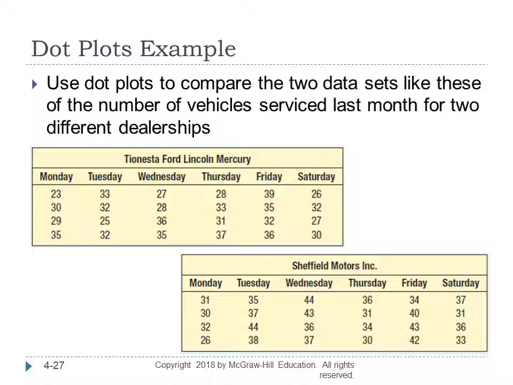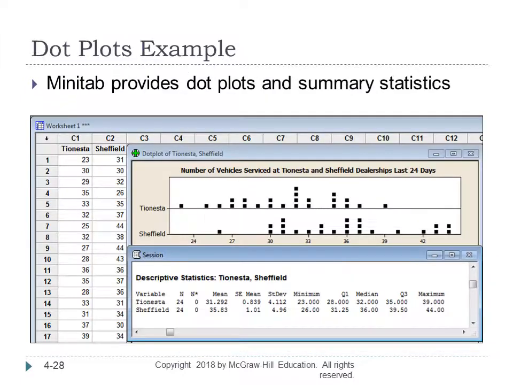The table below is the data for a second location. In this case it's Sheffield, and it's also the number of cars serviced for 1 month. Our dot plot will compare the two different locations. Here is a picture of a dot plot. The one we're looking at is made by Minitab. Minitab is software that's used in statistics. This given example here is done by Minitab.